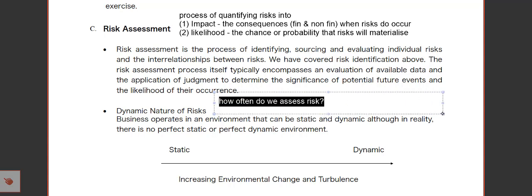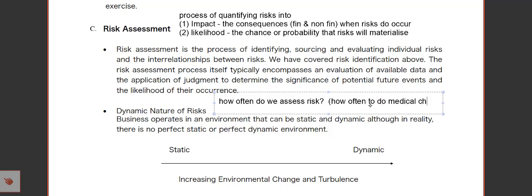Okay. Now, how often do we assess risk? How often do you think you need to do a medical checkup? How often to do a medical checkup? How often do you think we have to do a blood test? All right. Now, of course, some of you will straight away say that it depends.